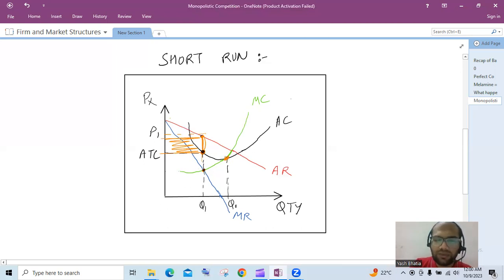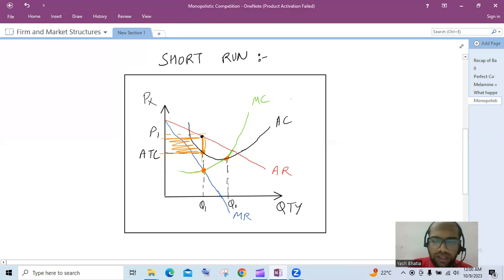That means at this point, there is efficient utilization of resources. That means you are able to produce the output at the lowest feasible cost. But you're not operating at Q0, you're operating at the point Q1, the profit maximization level, where MR is equal to MC and the MC curve is rising, right?